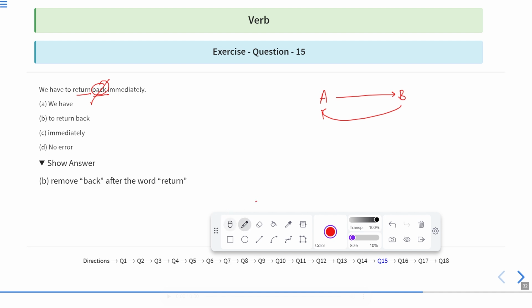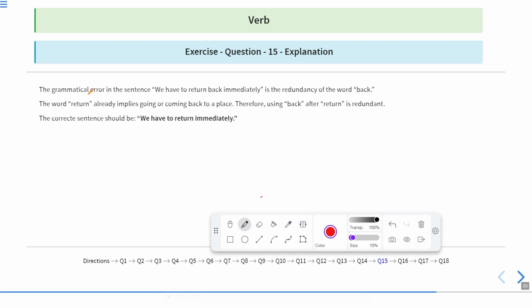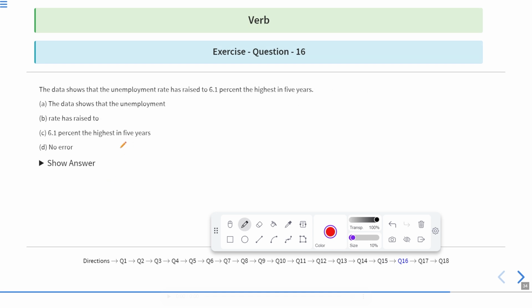And the correct explanation is, the grammatical error in the sentence we have to return back immediately is the redundancy of the word back. The word return already implies going or coming back to a place. Therefore, using back after the word return is redundant or superfluous. The correct sentence should be, we have to return immediately. Okay. Now let us move to the next one. This is question number 16 now.